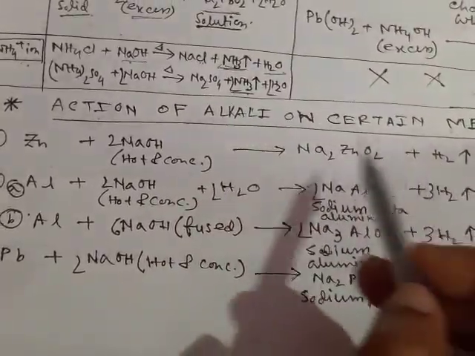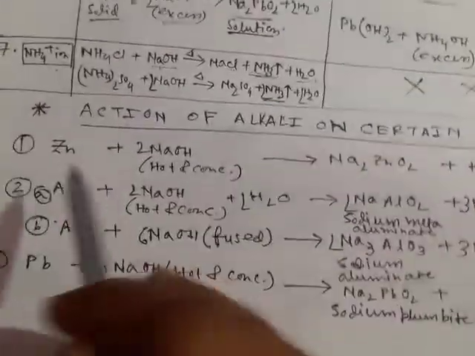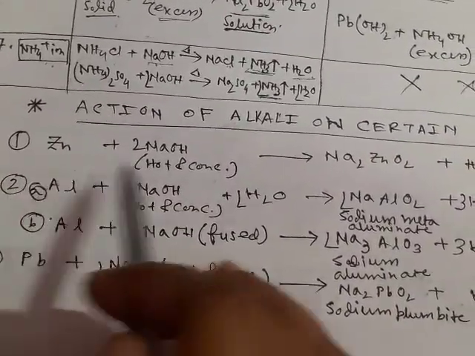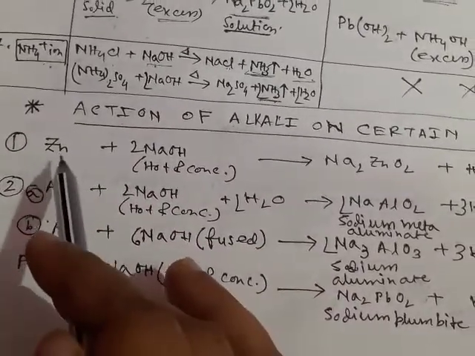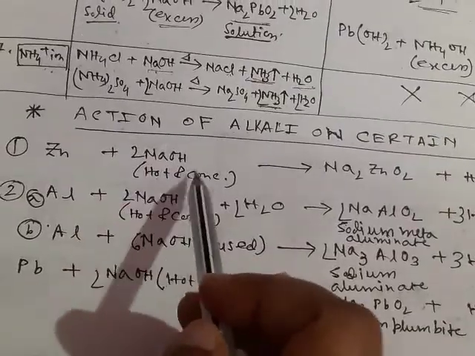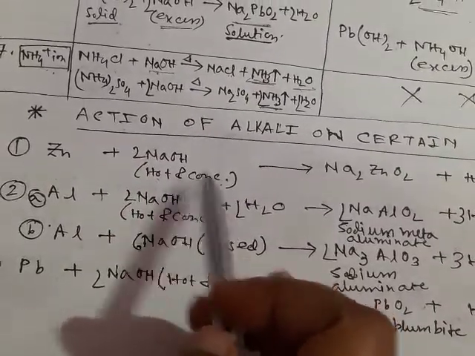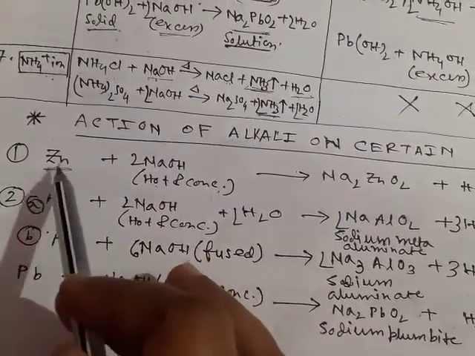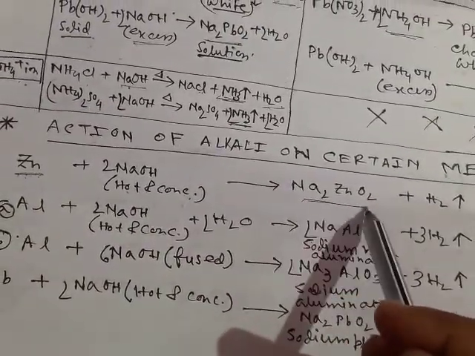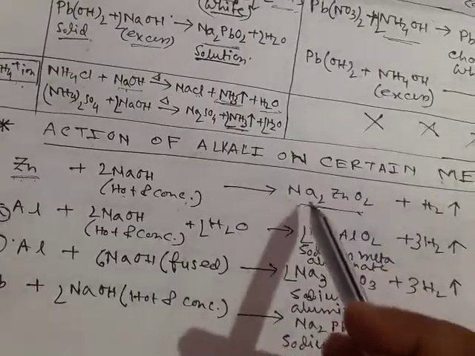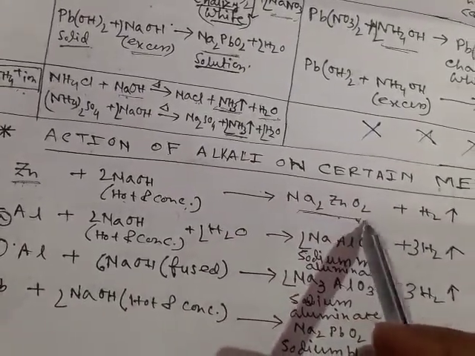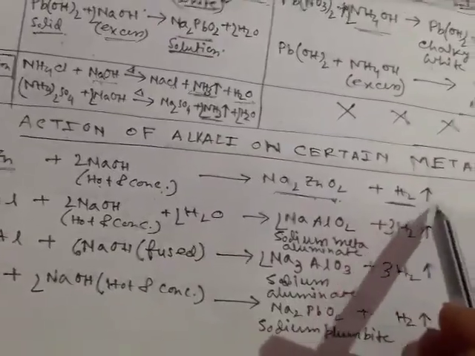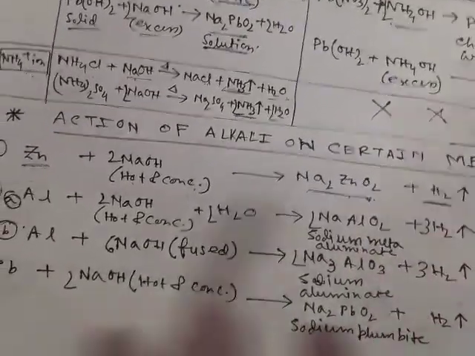Now, action of alkali on certain metals. There are certain metals which react with alkali like sodium hydroxide, zinc. When hot and concentrated caustic soda solution is added to zinc metal, this zinc metal becomes soluble due to formation of sodium zincate, and this is colorless. So we obtain colorless solution and there will be evolution of hydrogen. This is very much important.